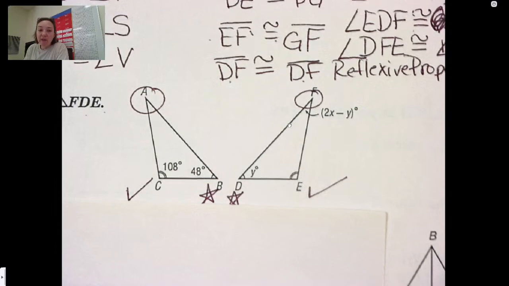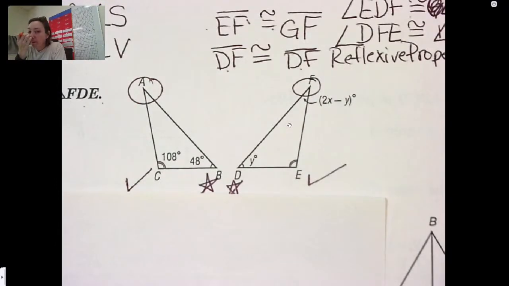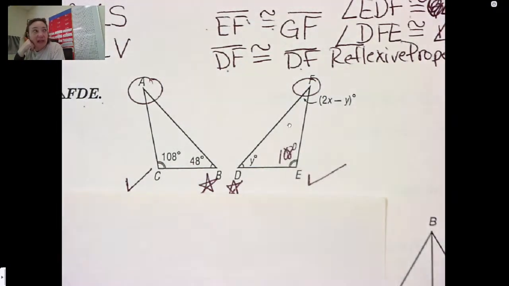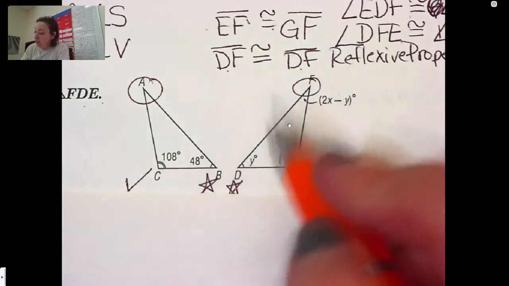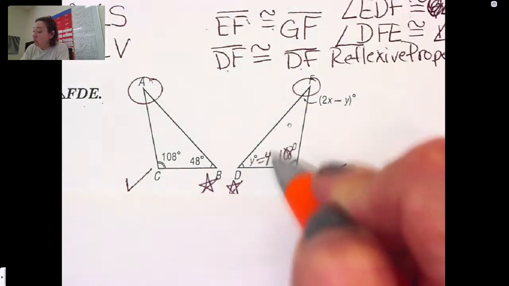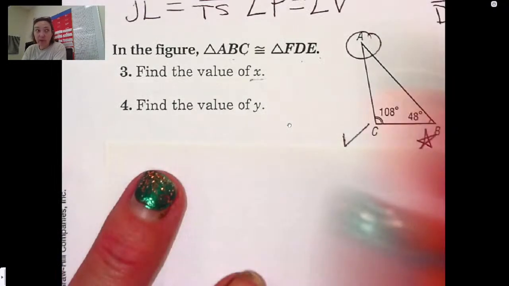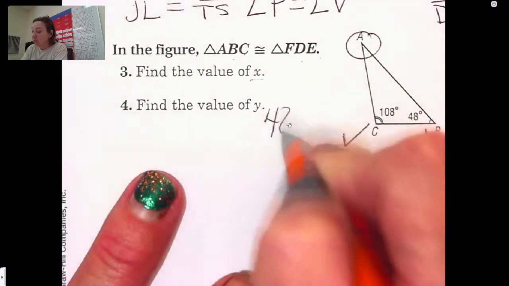Okay? Now, tell me what you know based on that information. E is 108 degrees because C is 108, and they are congruent to each other. Angle C is congruent to angle E. What else do we know? D's 48, which means, what do we know about Y? Y is 48 degrees. So that's our answer for Y right there. 48. Right? Okay.